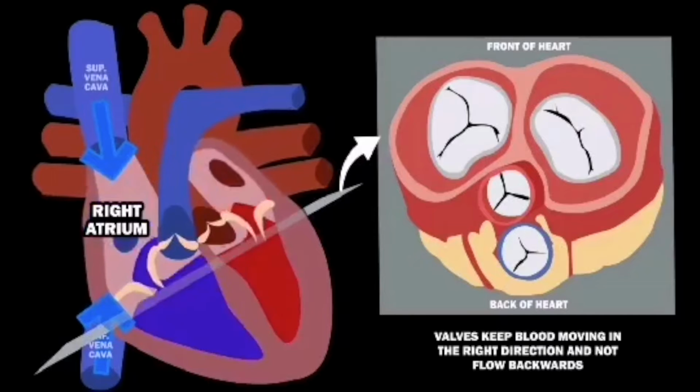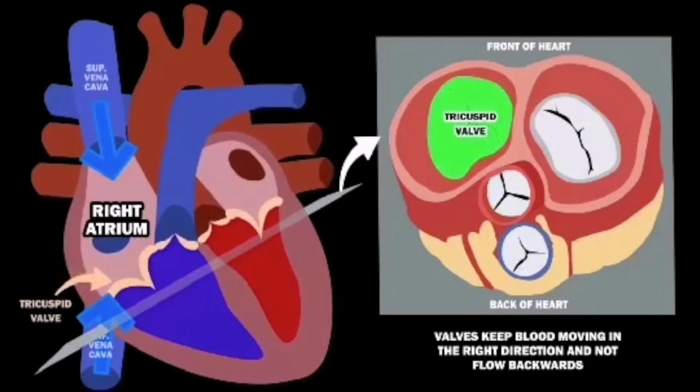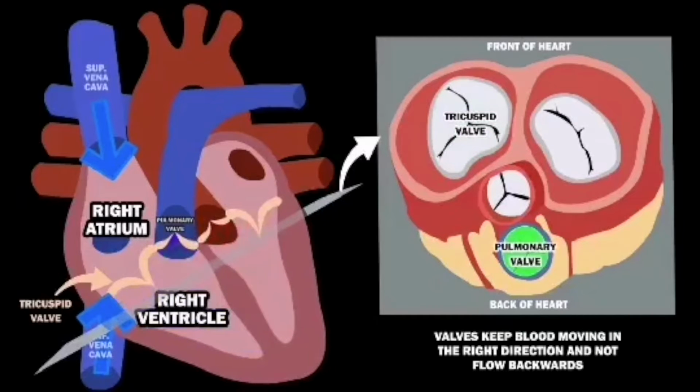Blood exits the right atrium through the tricuspid valve, so called because it has 3 flaps, and enters the right ventricle. The blood exits the right ventricle through the pulmonary valve and enters the pulmonary artery.